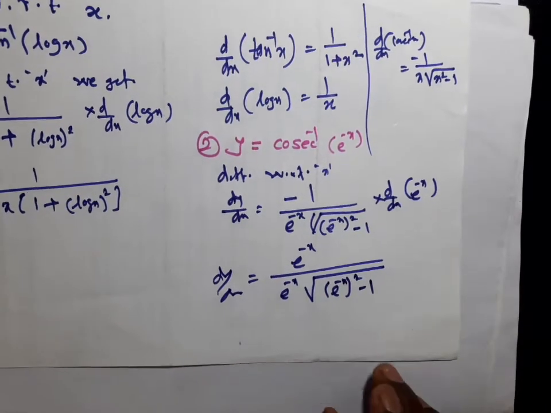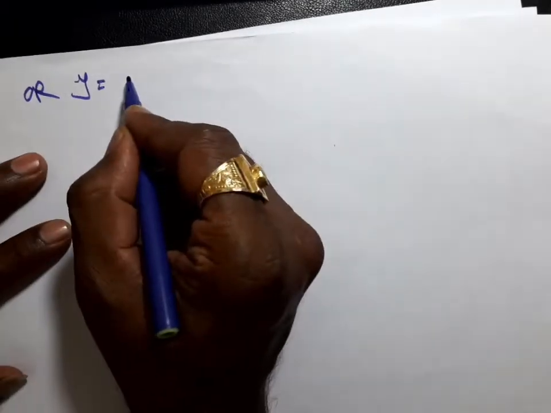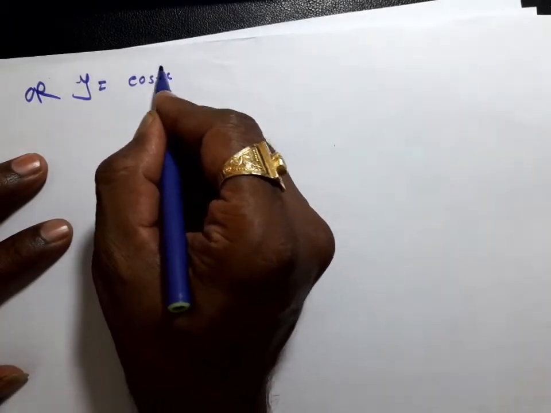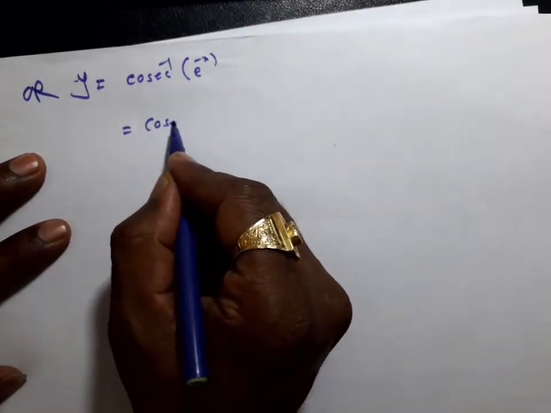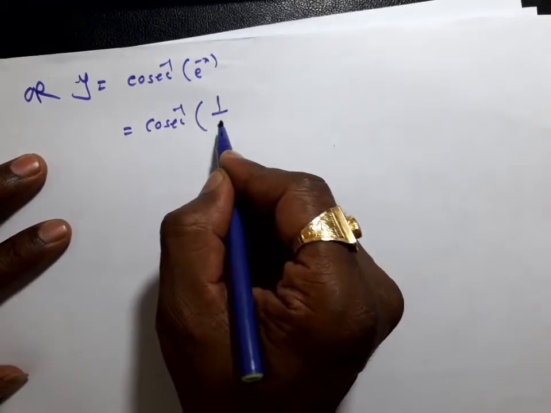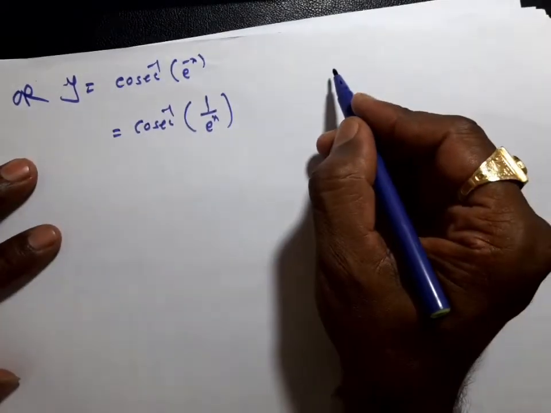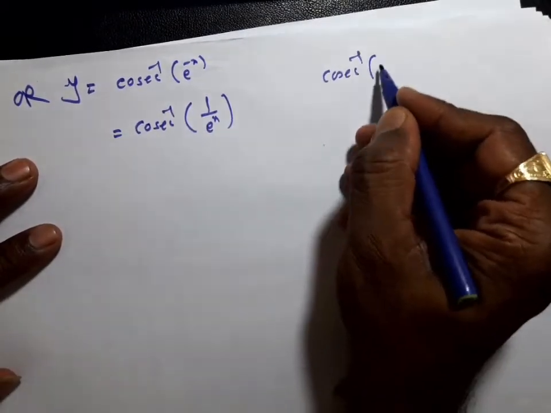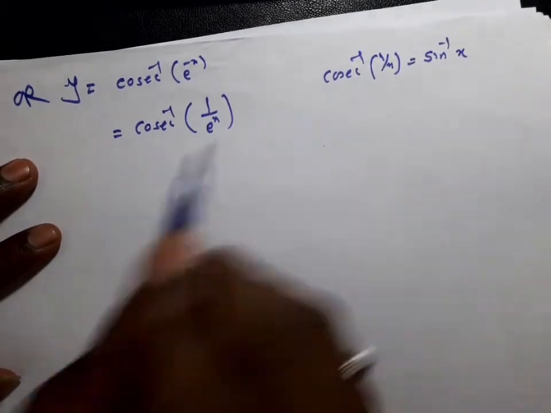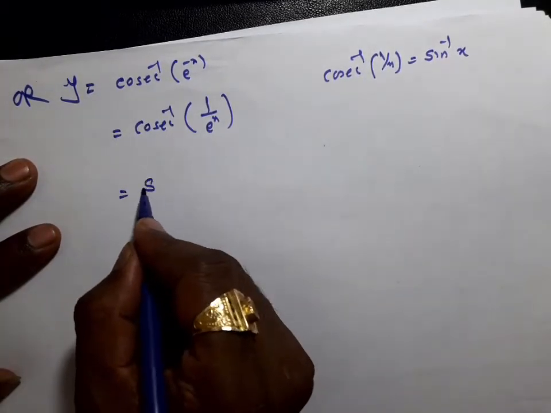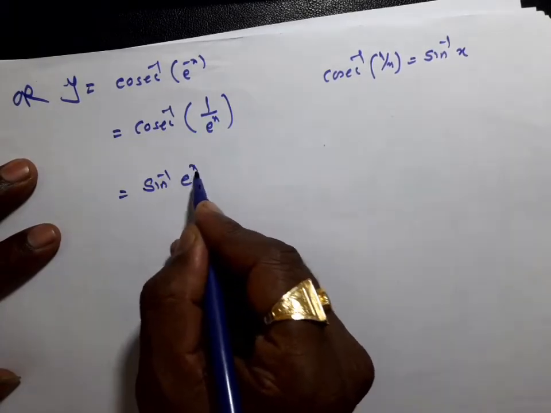Okay, this example we can solve by a different method also. Y is equal to cosec inverse e raised to minus x, which can be written as cosec inverse 1 upon e raised to x. And you know that cosec inverse 1 upon x is nothing but sine inverse x. So this will be sine inverse e raised to x.